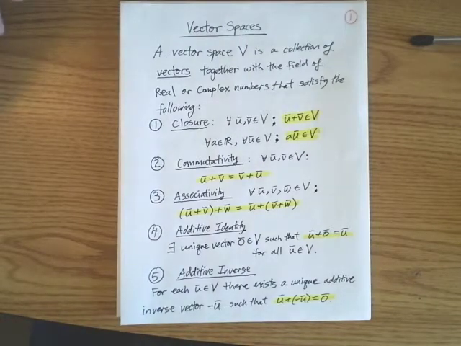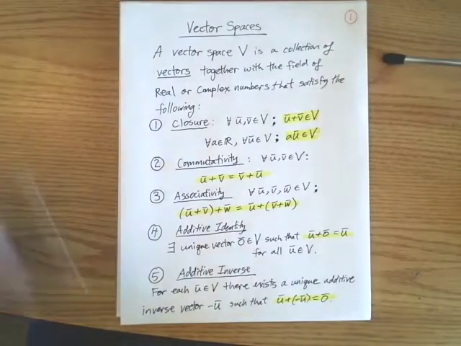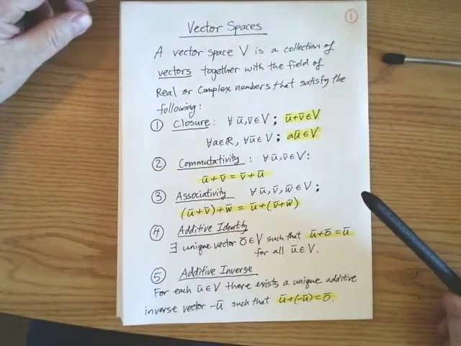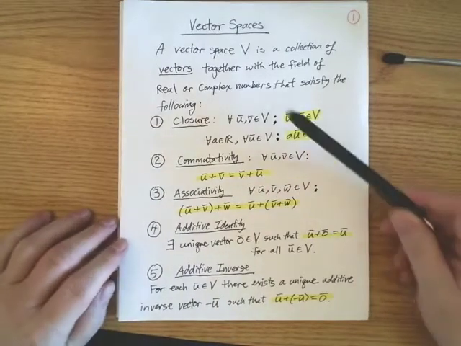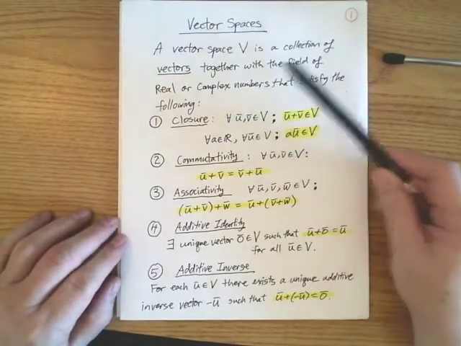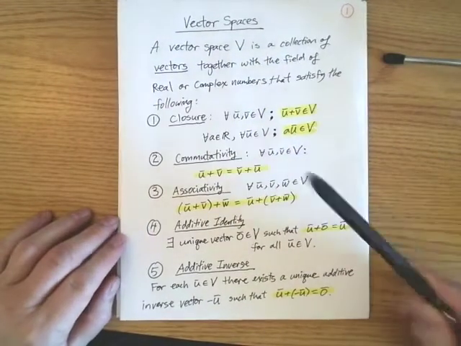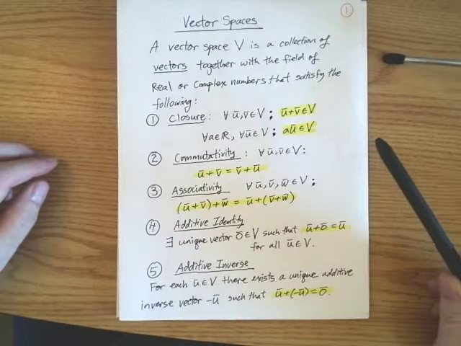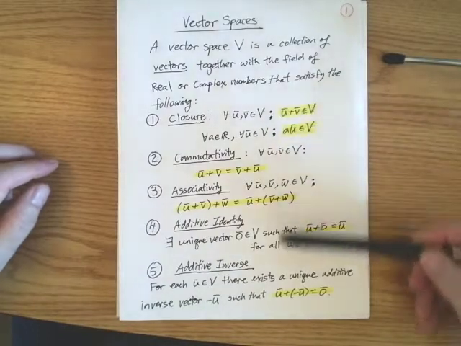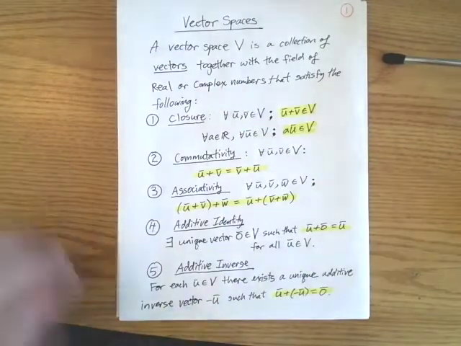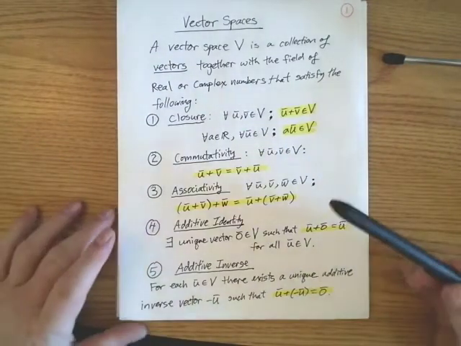All right, this is a video discussing the idea of vector spaces in general. A vector space is a collection of things we call vectors together with a field, don't worry about what field means here, of the real or complex numbers, that satisfy a bunch of conditions. So we're working over the reals or sometimes the complex numbers.